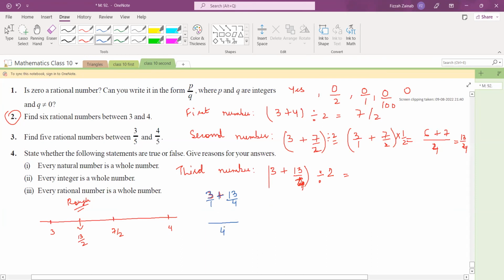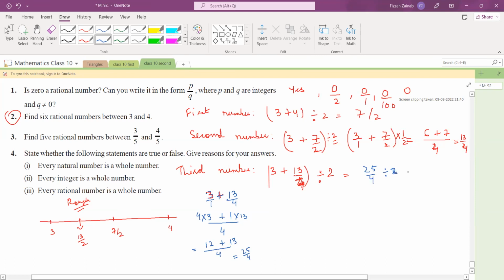Now 1 into 4 is 4. So 4 into 3. Understood? Plus. Now 4 into 1 is 4. So 1 into 13. Is this clear? Yes. Okay. So 4 into 3 is 12. Plus 1 into 13 is 13 divided by 4. So you got 12 plus 12 is 24, plus 1 is 25 by 4. So this will become 25 by 4 and divided by 2. Clear, Adil?